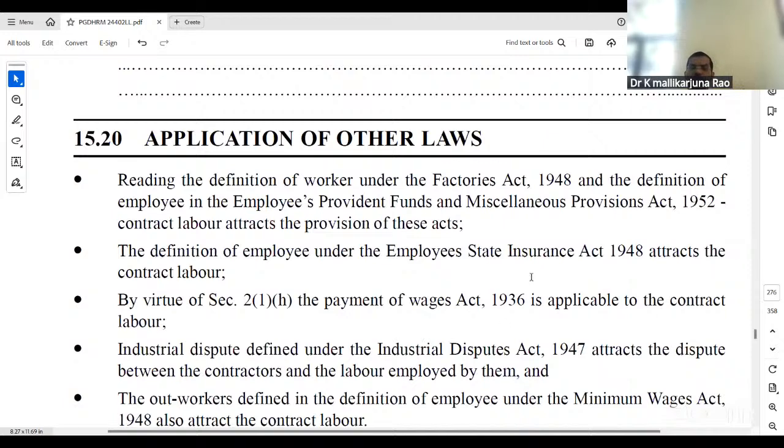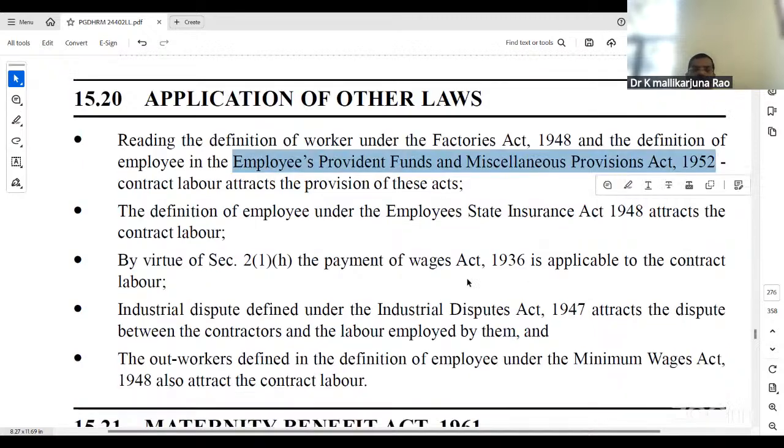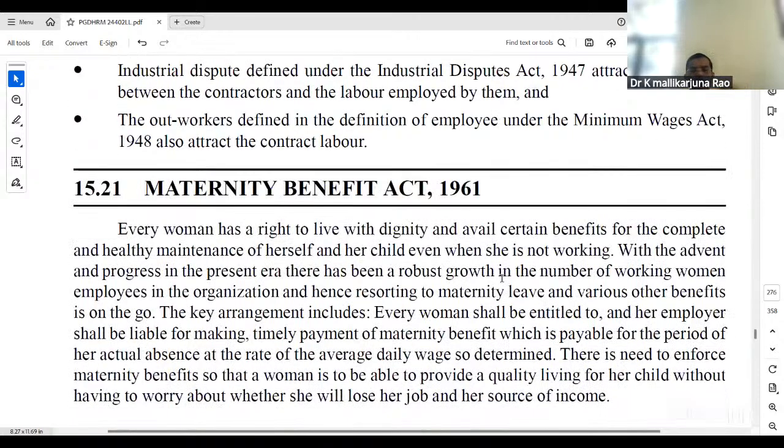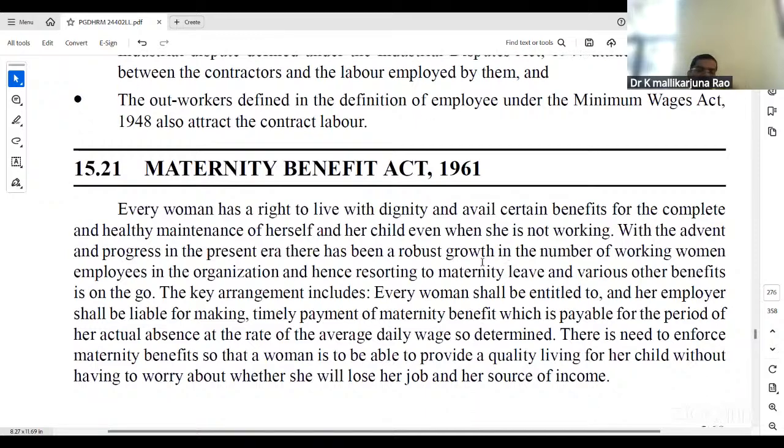The Factories Act 1948, the Provident Fund Act 1952, and the ESI Act 1948. Now we move to one more legislation, that is the Maternity Benefit Act, 1961.